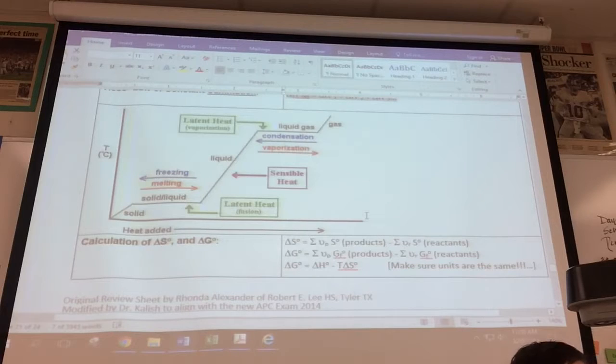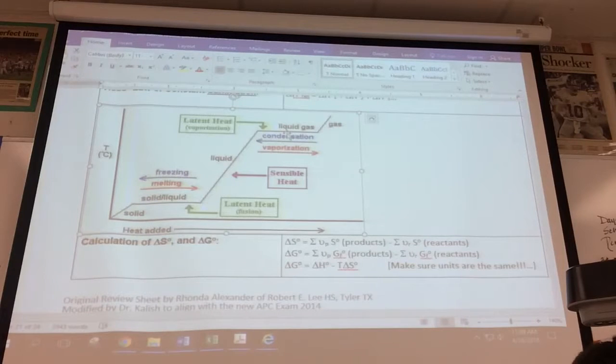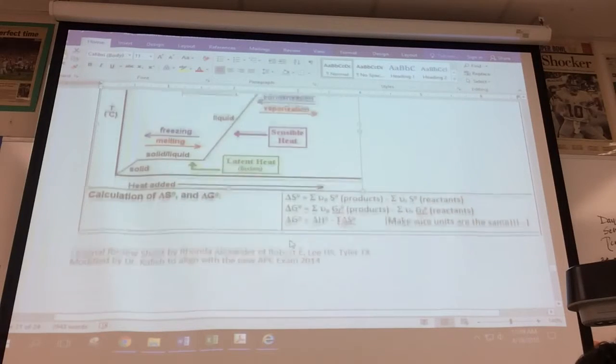Shown here is a heating curve. Remember, solid, liquid, gas. Here are the solid-liquid transitions and the liquid-gas transition. This curve is not drawn to scale. Ideally, this line here should be drawn much, much longer than this one. Remember, it takes far more heat to undergo vaporization because you must break all the IMFs, not just some as you would with melting. Here's your delta H of vaporization. Delta H of fusion shown here.